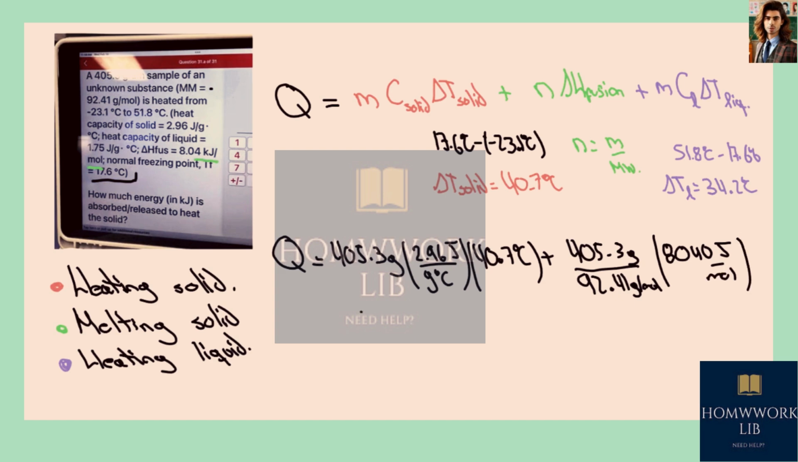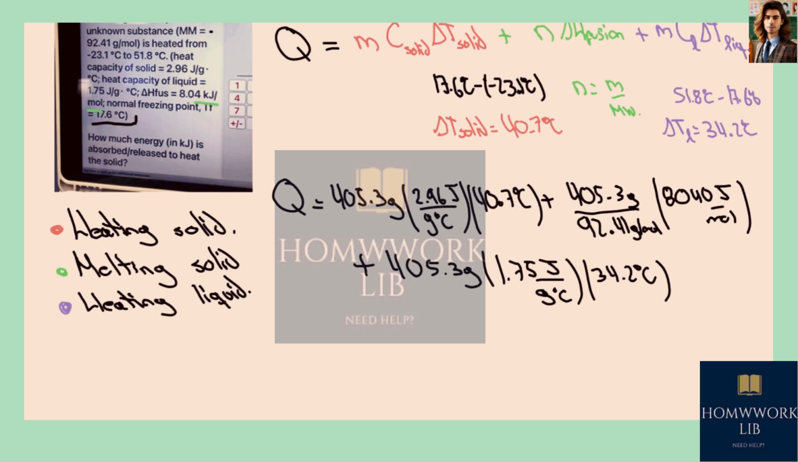And I'm going to put down below here the last contribution, which is heating up the liquid, 405.3 grams of liquid after we have heated it up, times the heat capacity of the liquid, which is 1.75 joules per gram degree Celsius. And finally, the delta T for the liquid, which corresponds to 34.2 degrees Celsius. So as you can see, the units of the heat are going to be that of joule. Grams cancel with grams, degrees Celsius with degrees Celsius. Grams cancels with grams, mole to the minus 1 and mole cancels out. Over here, grams with grams, and degrees Celsius with degrees Celsius.